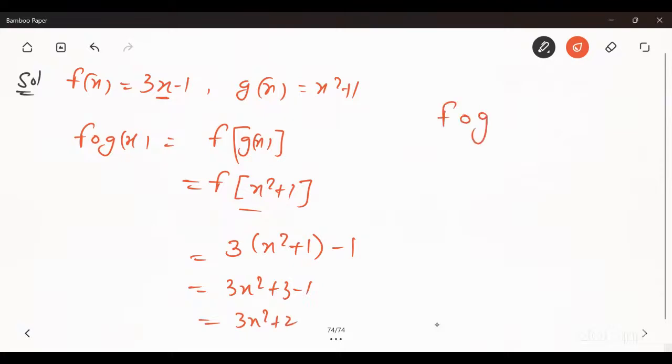Now f of g of 2 is equal to 3 into 2 square plus 2. So 3 into 2 square means 3 times 4 is 12, plus 2 is equal to 14. So f of g of 2 is equal to 14. Now second is g of f(x).